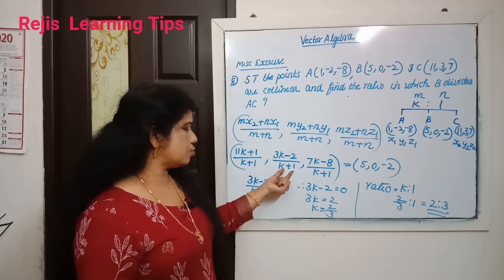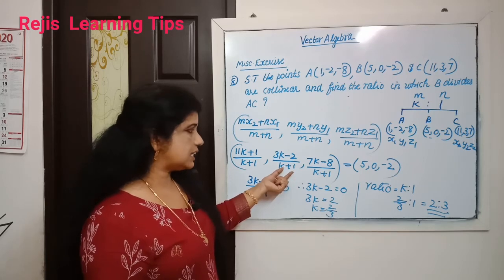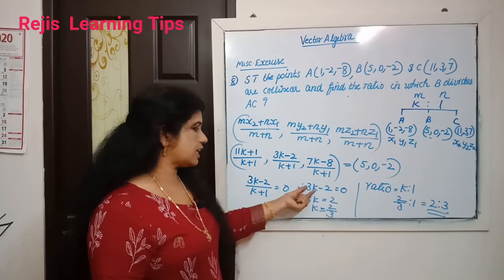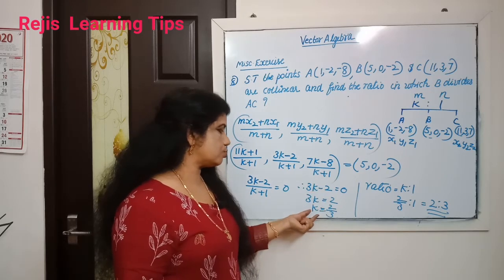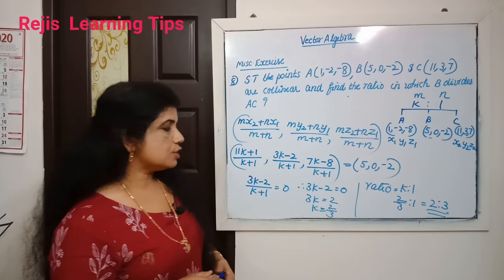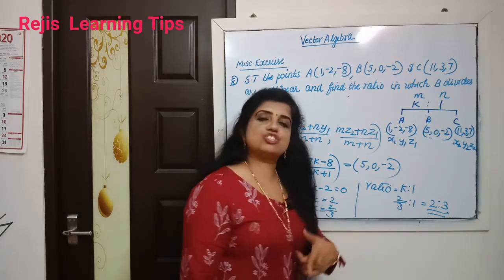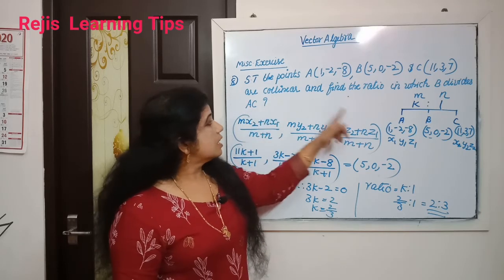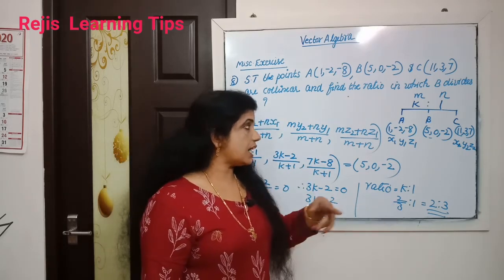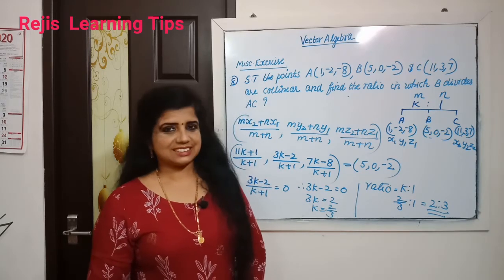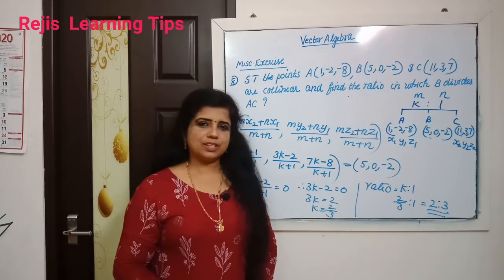So it is easy to equate these y terms. So (3k minus 2) divided by (k plus 1) is equal to 0. So 3k minus 2 is equal to 0, 3k is equal to 2, so k is equal to 2 by 3. The ratio means k is to 1, so 2 by 3 is to 1 means 2 is to 3. So B divides AC in the ratio 2 is to 3. Understood?